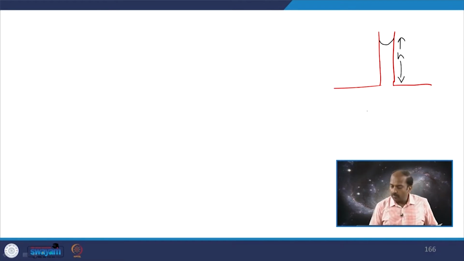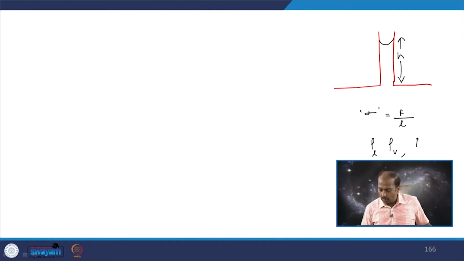Now, let us say sigma is the surface tension, that is force per unit length along the surface, right. And let us say that rho L is the density of the liquid or water, and rho V is the density of vapor. Similarly, P L is the pressure of the liquid or water, and P V is the pressure of the vapor. Right.